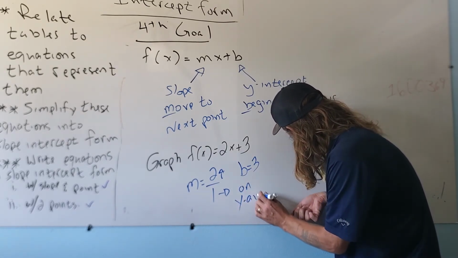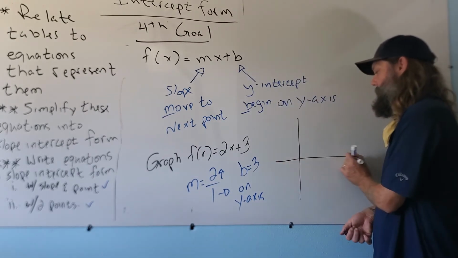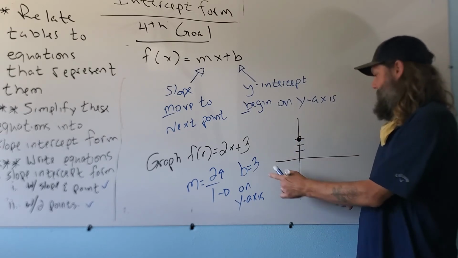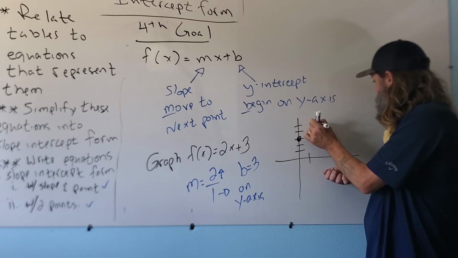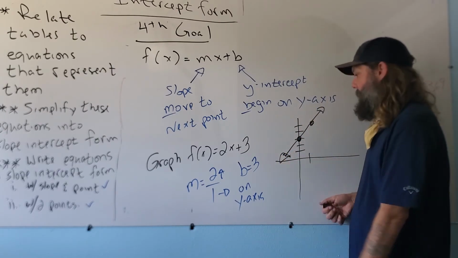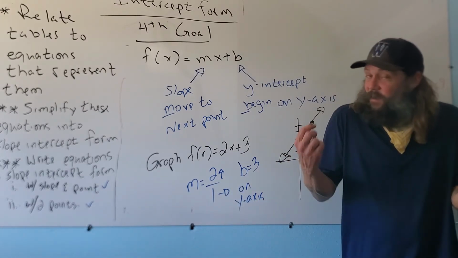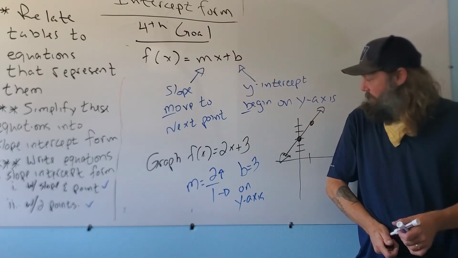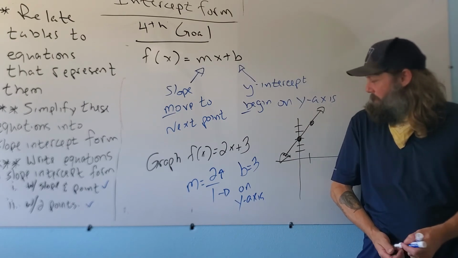So let me show you how you graph. So here's my graph. 1, 2, 3. That's where I begin on my y-axis. And I move up 2 and I move over 1. And I connect the dots. That's me graphing a line in slope-intercept form. That's literally it. You begin at the y-intercept and you move to your next point using the slope. So that would be one example. I'll do one more example.